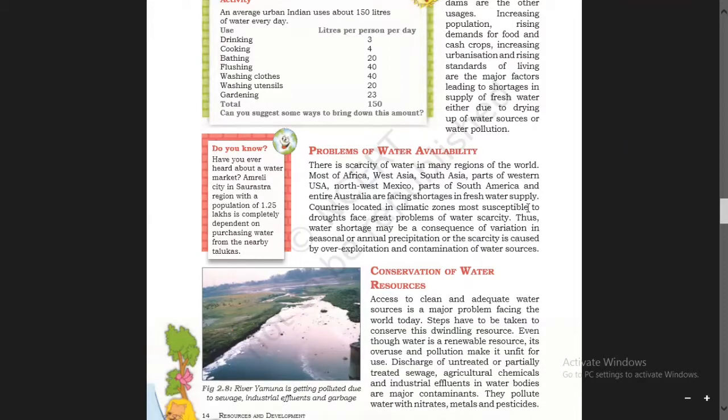Susceptible means likely. Areas susceptible to droughts face great problems of water scarcity. Thus, water shortage may be a consequence of variation in seasonal or annual precipitation, or the scarcity is caused by overexploitation. Overexploitation means excessive use and contamination of water sources. Contamination means making impure.